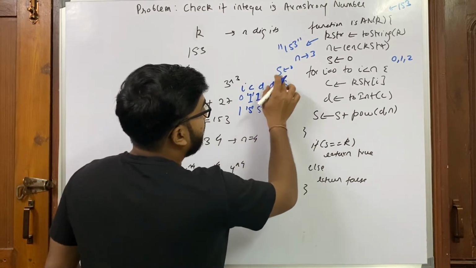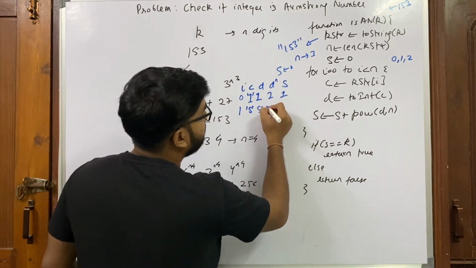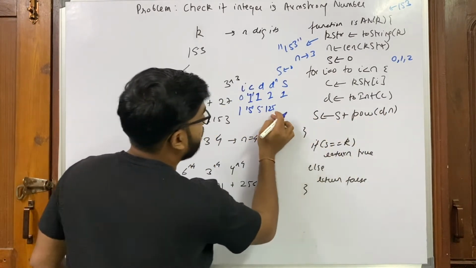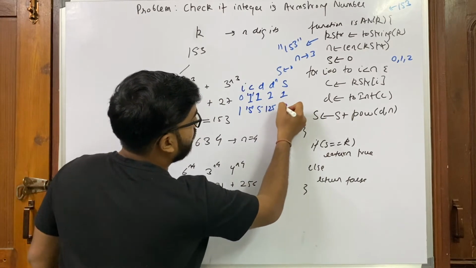d to the power n is 5 to the power 3, which is 125, and s is s plus this value d to the power n. So 125 plus 1, 126.